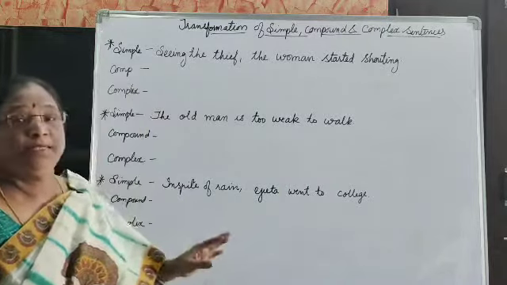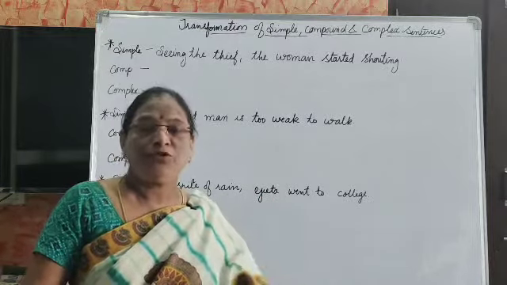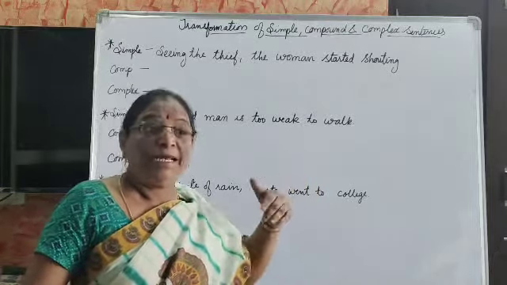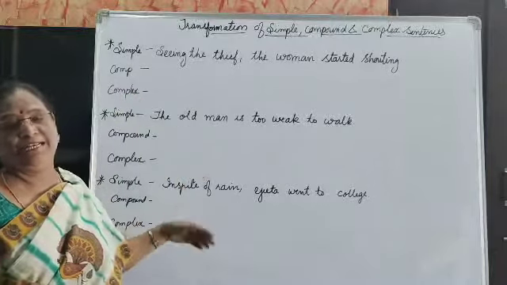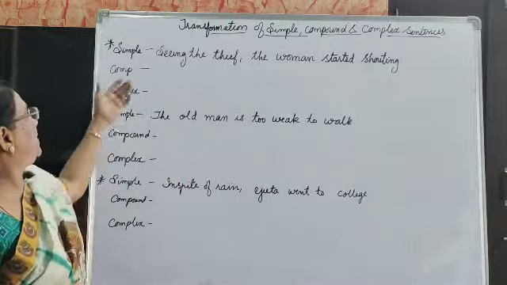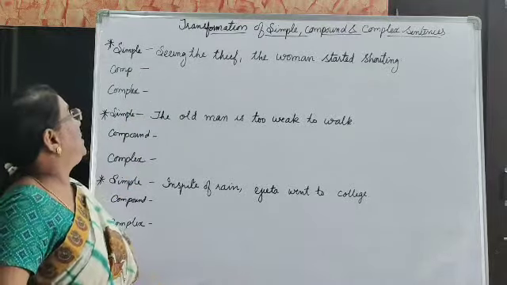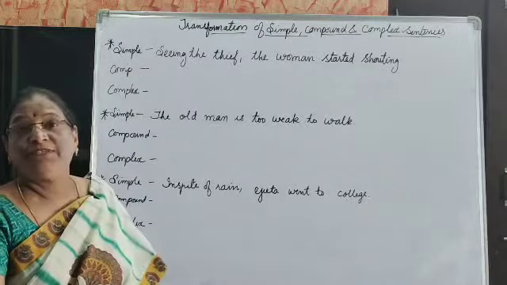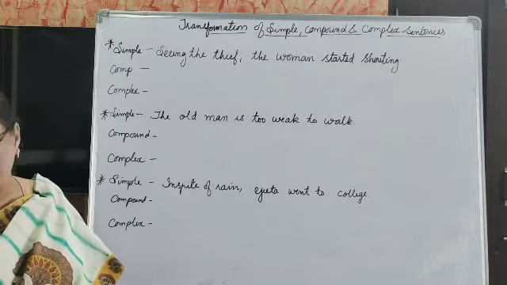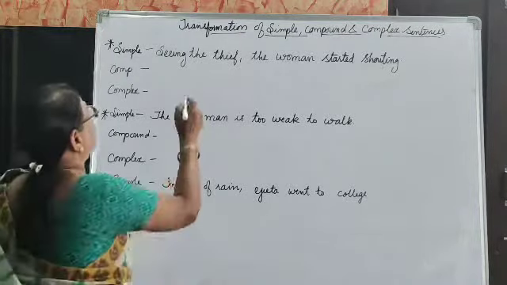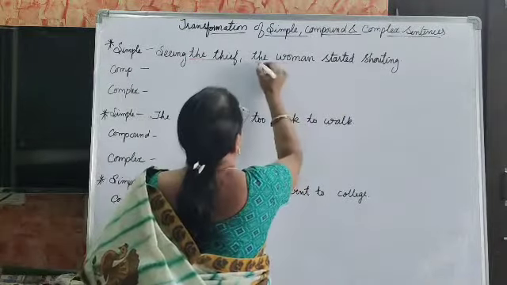Actually, there are 10 rules, 10 types of transformation. So today let us learn the 3 types of transformations. The first one: this is a simple sentence. Seeing the thief, the woman started shouting. So here, seeing the thief, what is it? It is a phrase. Actually, the woman started shouting.